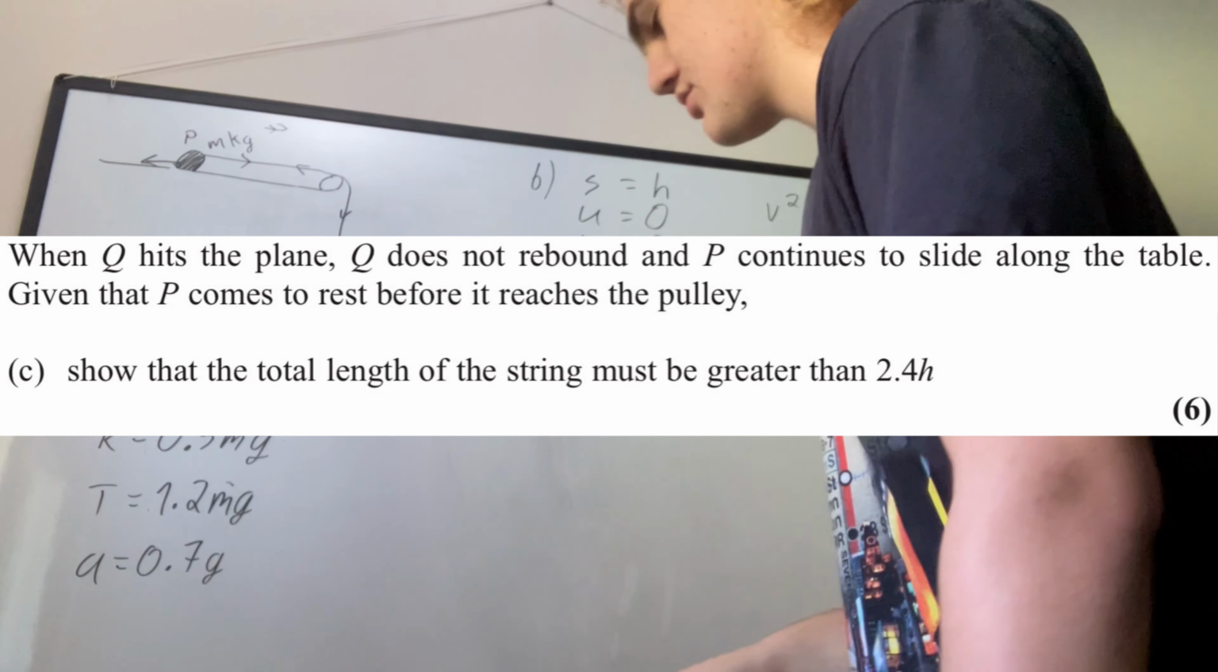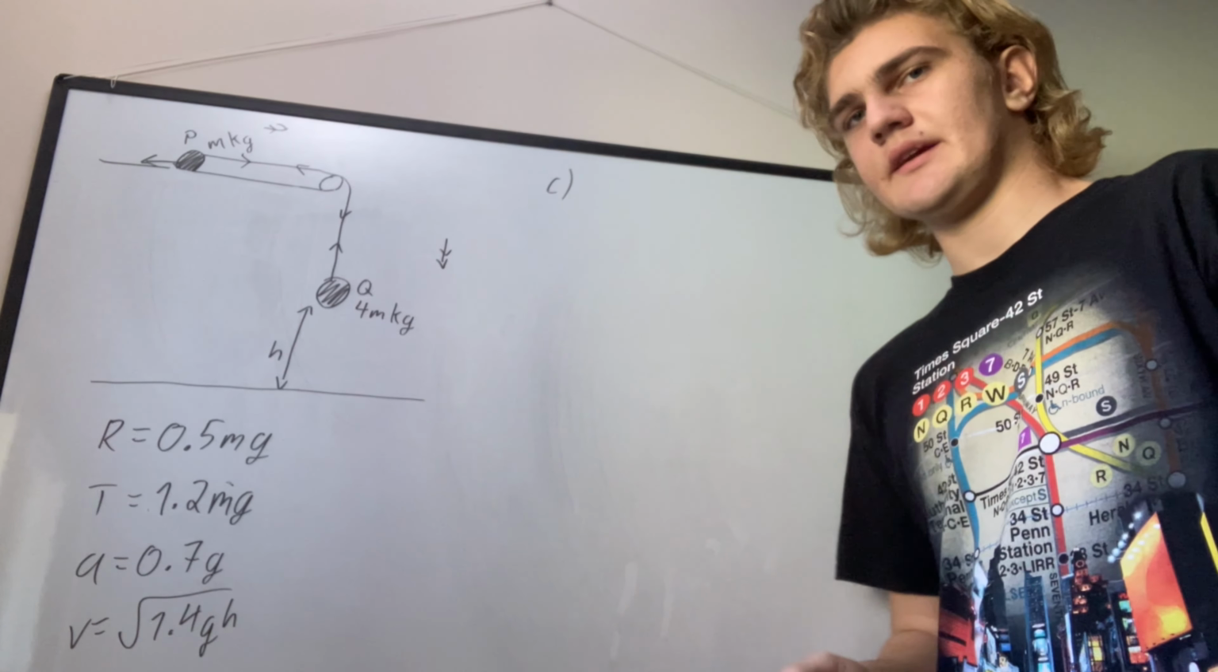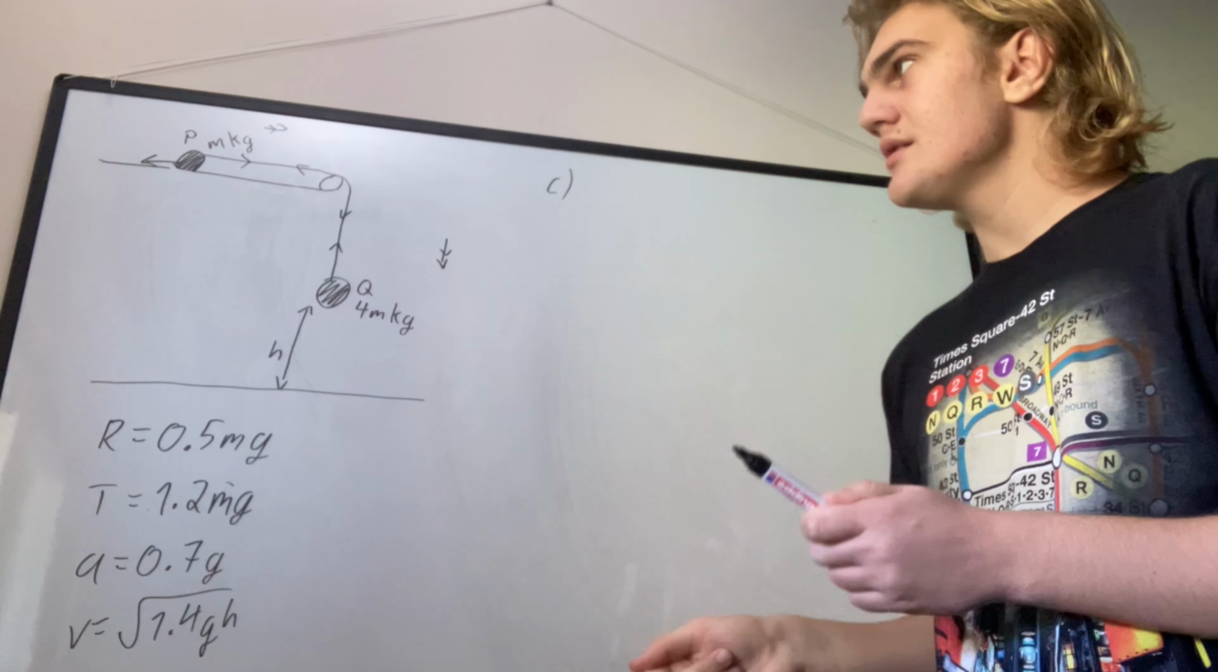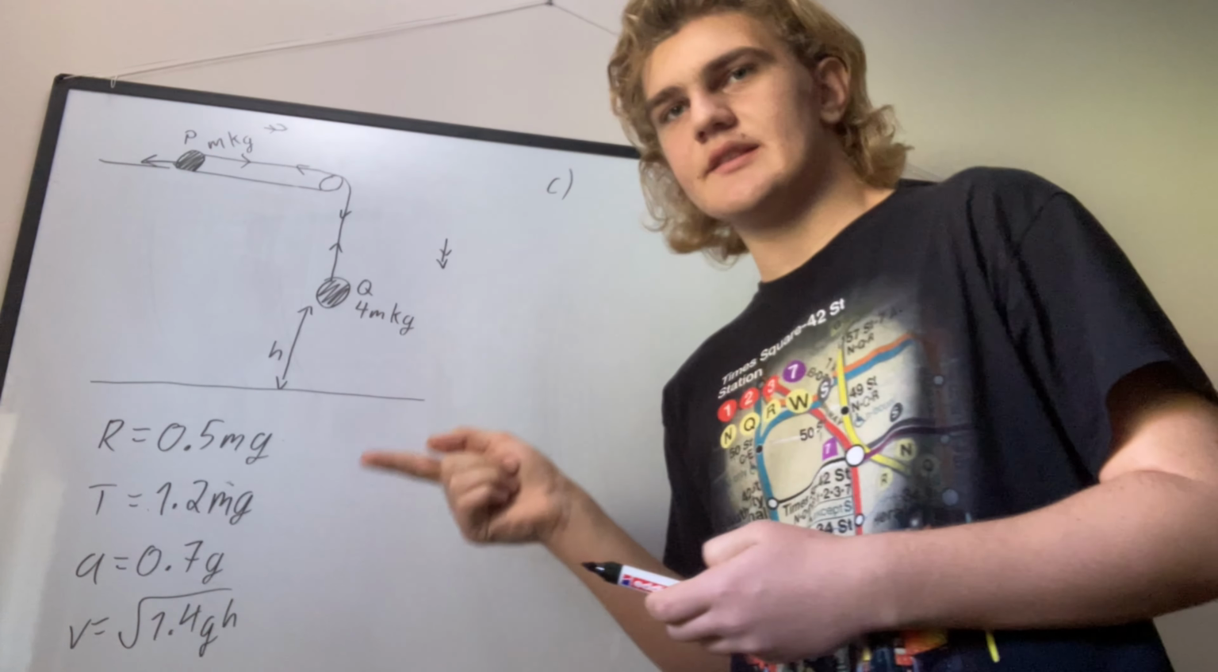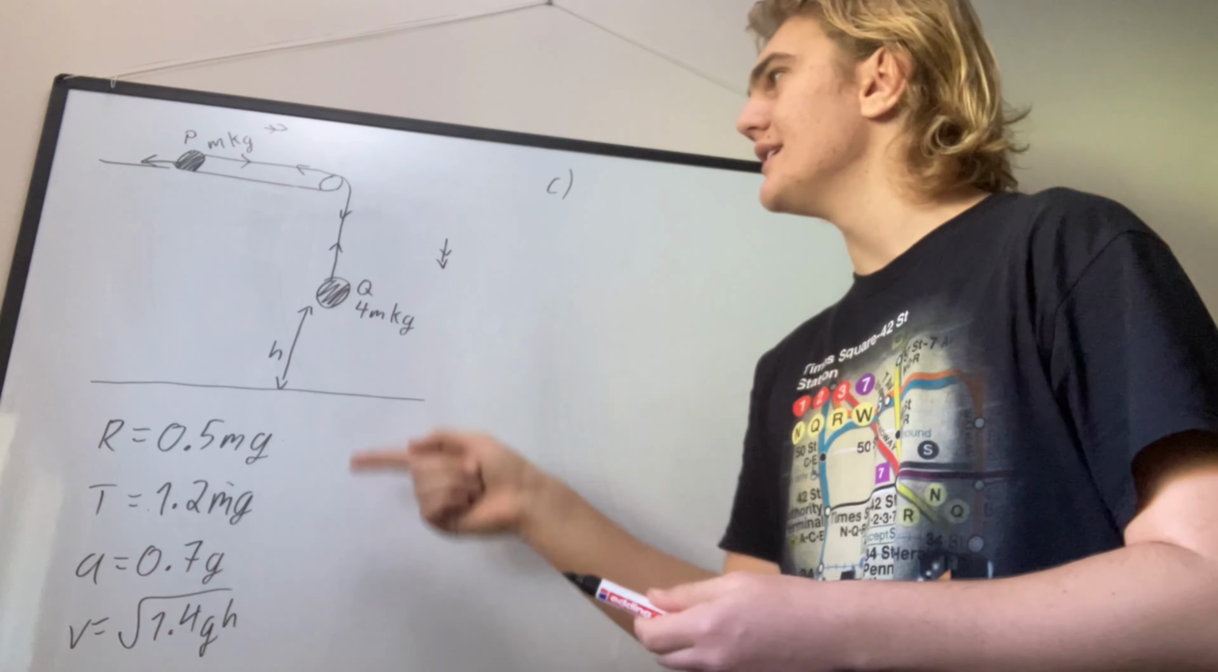So there are 2 stages to P's journey. The first stage is when it's accelerating because Q is falling, and then the second part is when Q hits the bottom and it's decelerating. Now, because P is accelerating at the same rate, that means when Q is falling, it travels the same distance as Q. So in the first part of the journey, when it's accelerating, would be h. That's how far it travels.